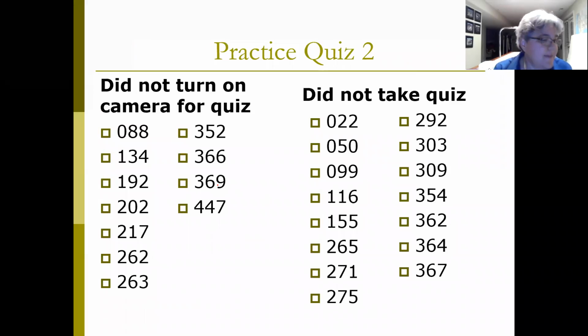All right, and finally, there were several of you that did not turn your camera on the quiz. You need to do that. And there were several that did not take the practice quiz. The quiz is not yet closed, so you need to take it to make sure you're familiar with the system. Now, I know some of you that didn't take it yet, you had some problems and you've communicated with me, and that's okay, but several of you have not even attempted it. So that needs to be taken care of immediately, those quizzes.